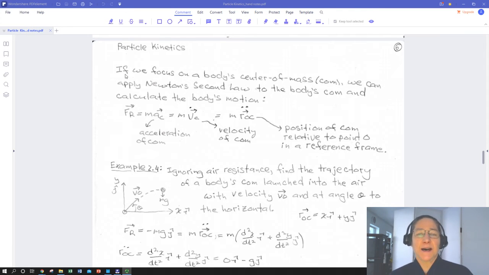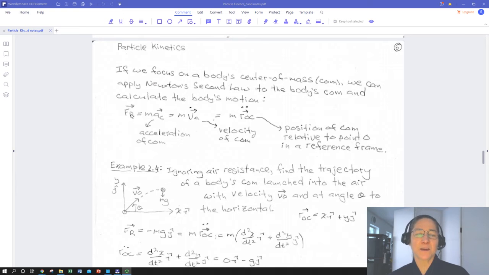So just to review why we can do this, if we focus on a body's center of mass, we can apply Newton's second law and calculate the body's motion. Translational motion, I should add. This is something that Euler's law allowed us to do. And I have another video where I went through the proof of why that was possible, but we're just going to put that to work now.